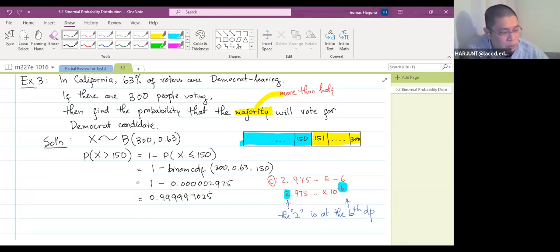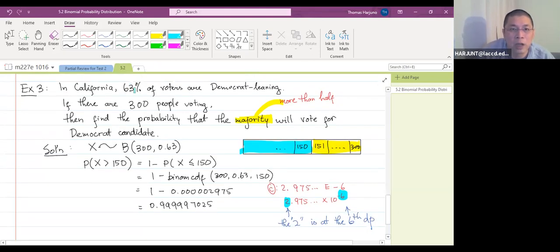Okay. Now, if you give me a chance, maybe next week, I will do what we call Bayes' theorem, okay, to explain the following situation. In California, for example, we know California is Democrat leaning. However, this number is not as high anymore. As I know, this number is now around 57%. Not 63, it's around 57.